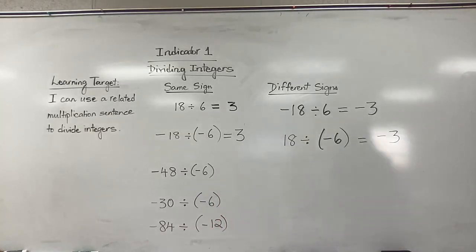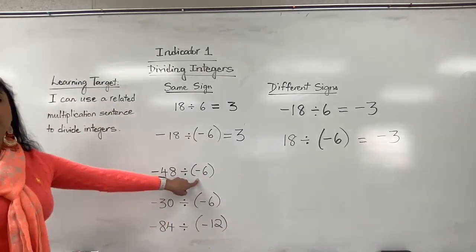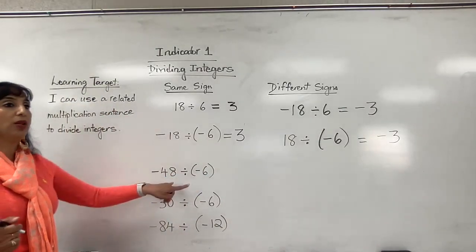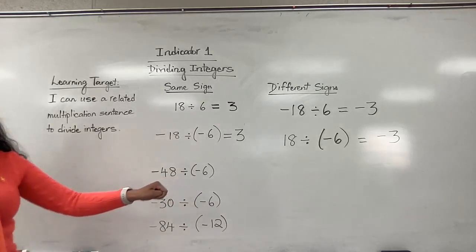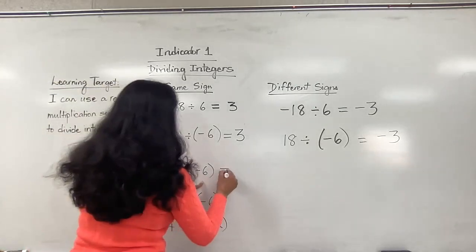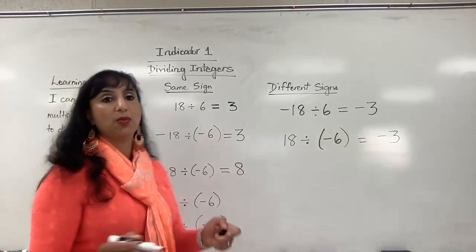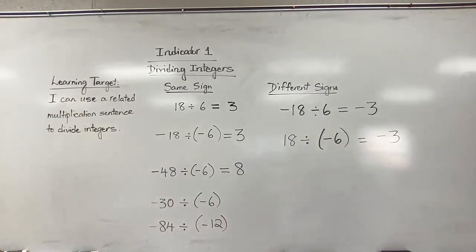All right, so let's use the next example with the same sign. If I say negative 48 divided by negative 6, as I can see, both have the same sign, and I know that 48 divided by 6 is going to give me an 8. So negative 48 divided by negative 6 is going to give me 8, which is a positive quotient, as you can see.